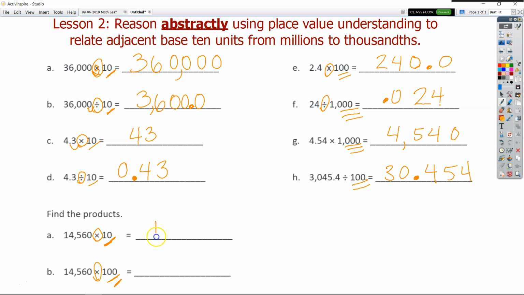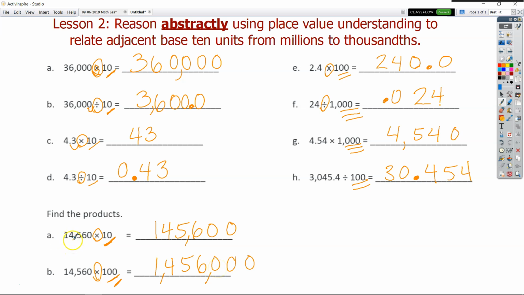So let's take a look at that. We have our same original factor. I'm going to write them both out. Because I'm doing this abstractly, I'm going to do both at the same time. This one is growing by 1 place value, which is going to look like that. This one is growing by 2 place values, which is going to look like this. So this new number is going to be 145,600. This one is going to be 1,456,000.